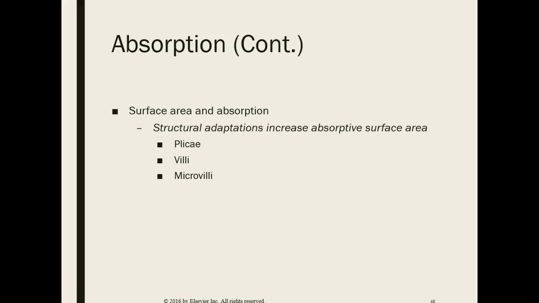So some things that help with this absorption are surface area. So we have the plica, which are the folds. When the small intestine folds in on itself, that's where that plica comes in. And then the villi are going to be extensions of that mucous membrane to expand the surface area. And then on top of the villi, we have microvilli, which are going to further expand the surface area. So the plica is the folds of the mucous membranes inside of the intestines, digestive organs, and then we have the villi and the microvilli on top.